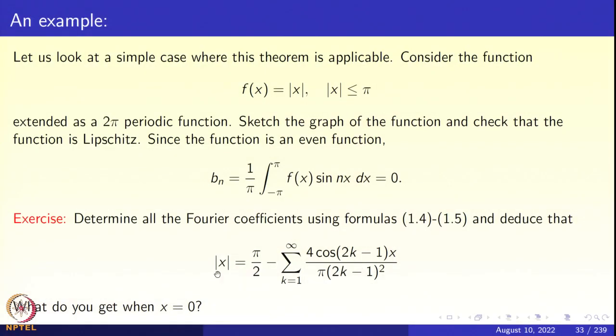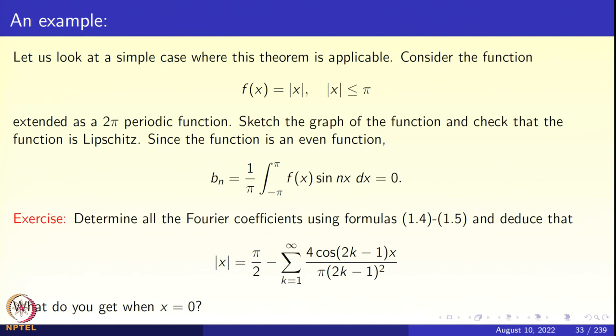Now what do you get when x is 0? Put x equal to 0, the cosine term becomes 1. So you get, when x is 0, pi by 2 equal to summation 4 upon pi times 2k minus 1 the whole squared. Do a little bit of rearrangement, you will get pi squared by 8 equals 1 plus 1 upon 3 squared plus 1 upon 5 squared plus 1 upon 7 squared plus dot dot dot. You get that the sum of the reciprocals of squares of the odd numbers is pi squared by 8.